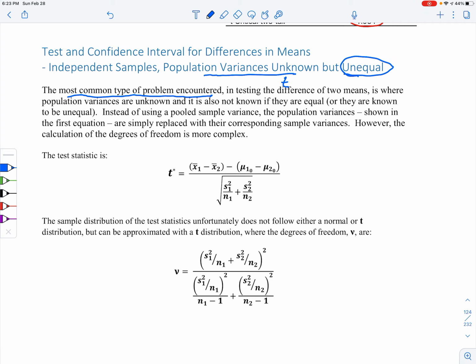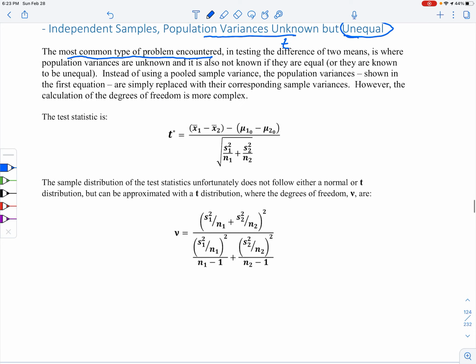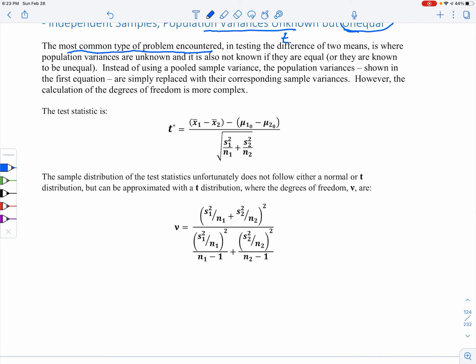And if that fails, then we've got unequal variances. And so we should be using this formula down here. So we're not using a pooled standard deviation. We're using a formula that actually looks really similar to that very first test that we did, where we used a Z. So Z star is equal to x1 bar minus x2 bar, etc. And then in the denominator, we had sigma squares instead of S squares.